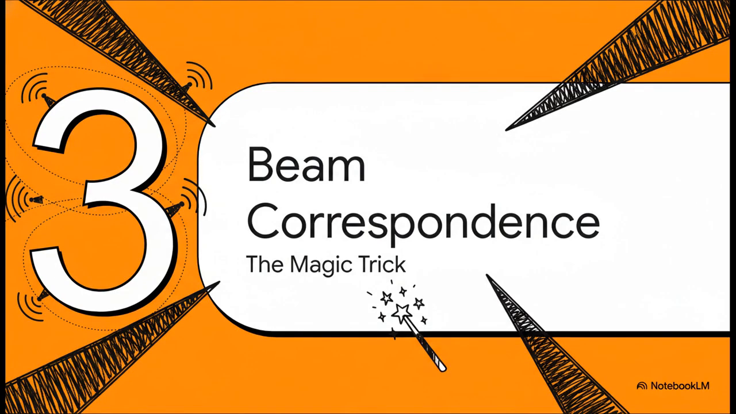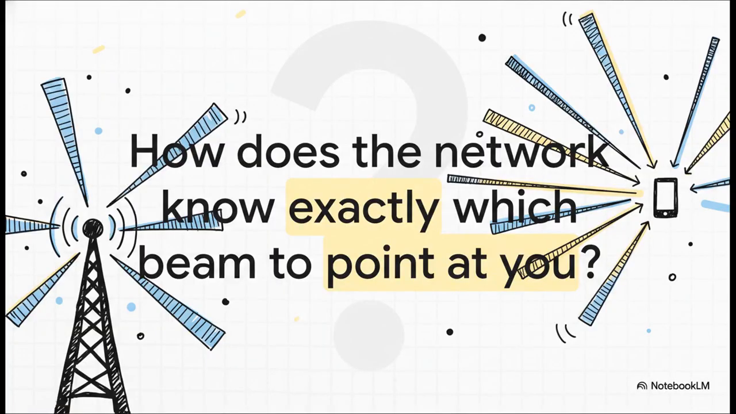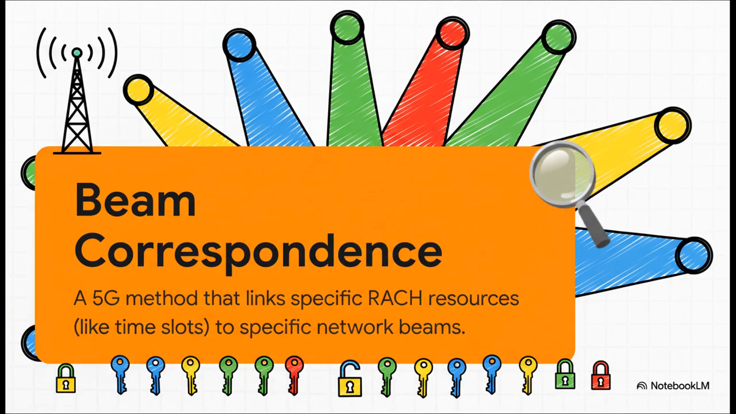And that new job, that whole beam management thing, leads us to the absolute magic trick behind 5G's efficiency. It's a really clever concept called beam correspondence. Right, so let's circle back to that big question. You've got all these spotlights, all these beams, sweeping around. How in the world does the network instantly know which one to lock onto you with to get that connection going? And here is the incredibly clever answer: beam correspondence.